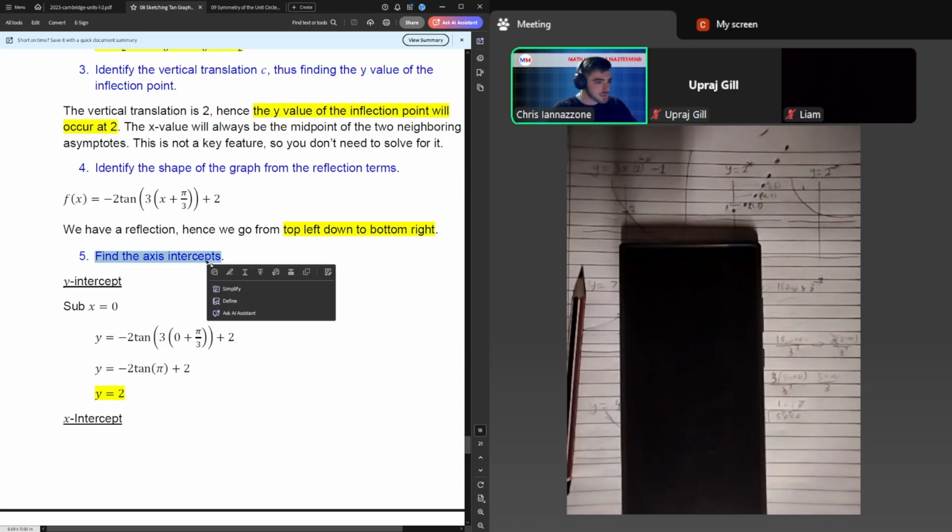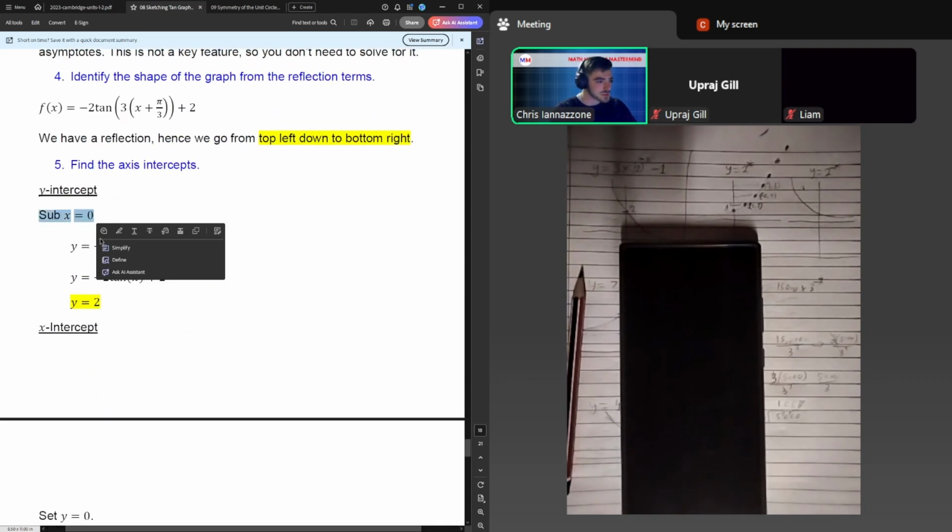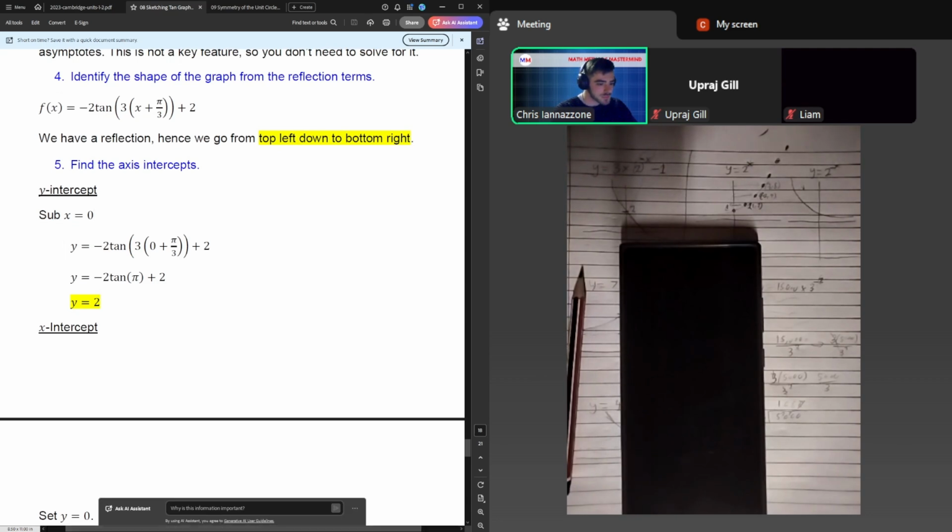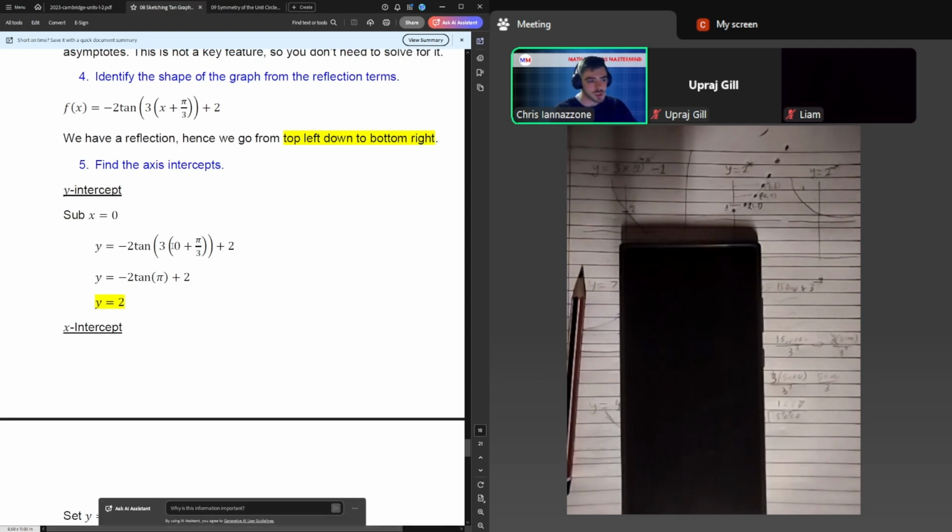Okay. Next up, some intercepts. So intercepts are solved the same way they always are. Y equals 0 for x-intercept, and x equals 0 for y-intercept. Nothing too special going on there. You just got to be able to solve circular functions when you know the angle. So when you simplify all this down, you need to know what tan of pi is equal to. Cancel that down, ends up equaling 2.